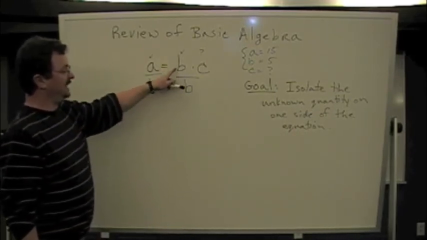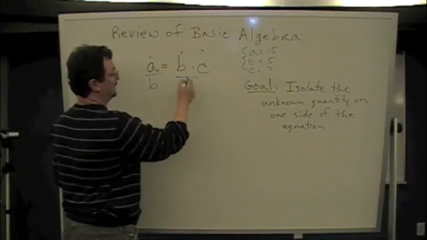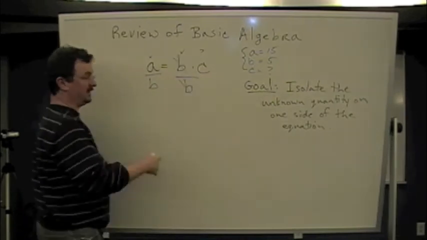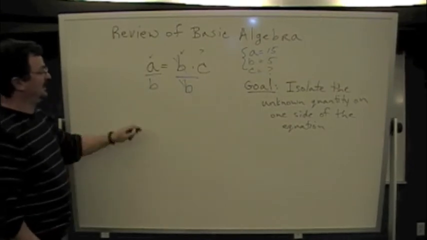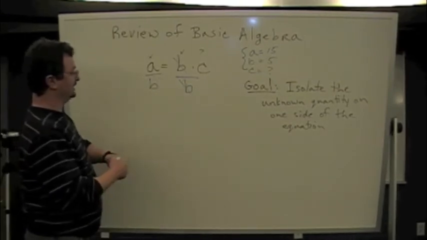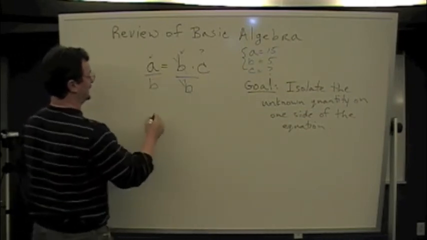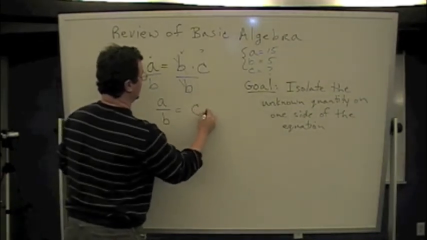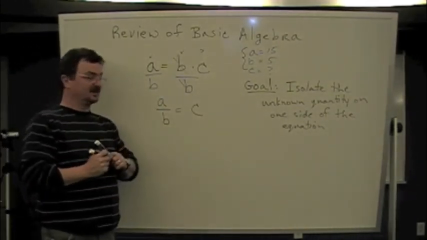So B divided by B on this side is 1. B divided by B is 1, whatever B is. In this case it's 5, and 5 divided by 5 is 1. So it basically goes away, or turns into 1, and you don't have to worry about it anymore. Here, A divided by B is something, but instead of throwing the numbers in right away, let's just write it down: A divided by B is equal to C. Now the algebra is all done. The rest is just arithmetic.